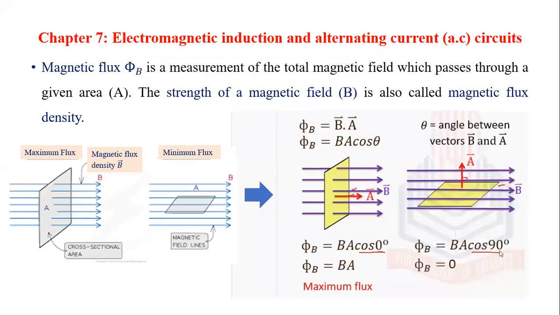Okay, so the topic is electromagnetic induction and alternating current circuit. Magnetic flux is a measure of the total magnetic field which passes through a given area A, and the strength of the magnetic field, which is represented with the symbol B, is called magnetic flux density.